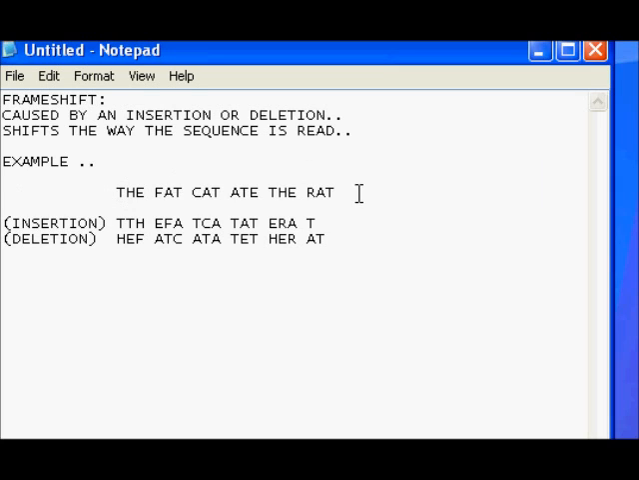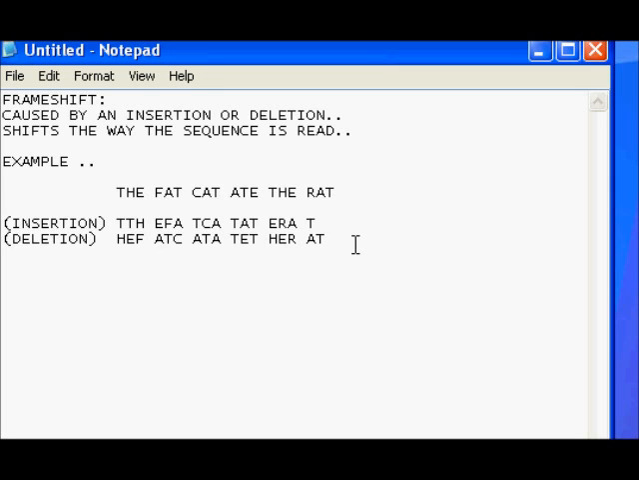So that's frame shift. So let's review the two types of substitution, missense and nonsense. Missense is when the substitution results in a different amino acid being put in the sequence. And then the other kind of substitution, nonsense, is when it results in a stop codon. So it can become an incomplete protein. And frame shift is what we just did.